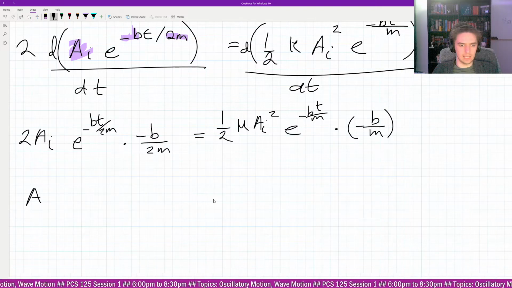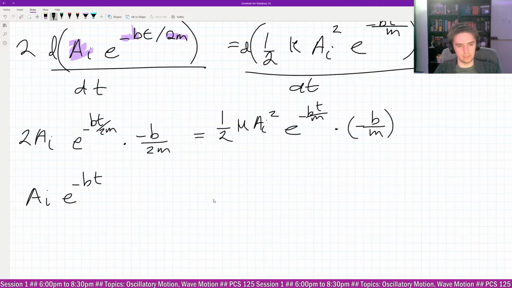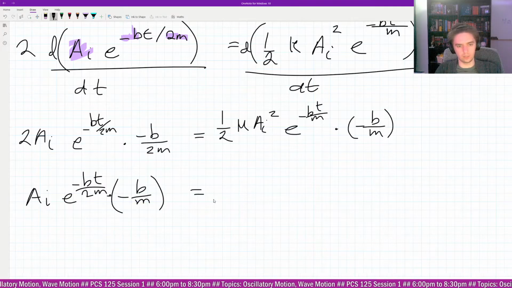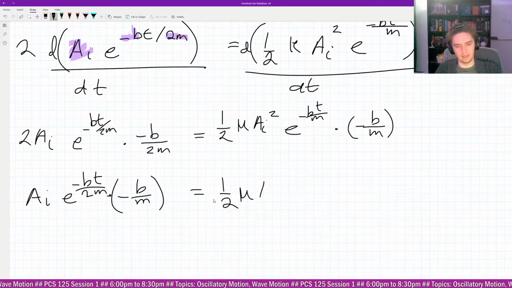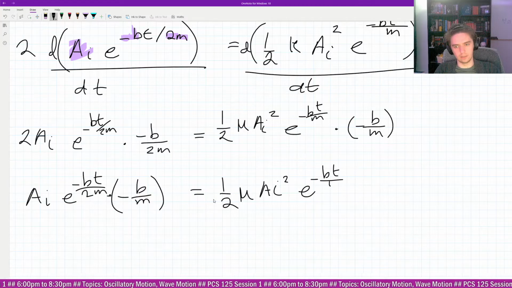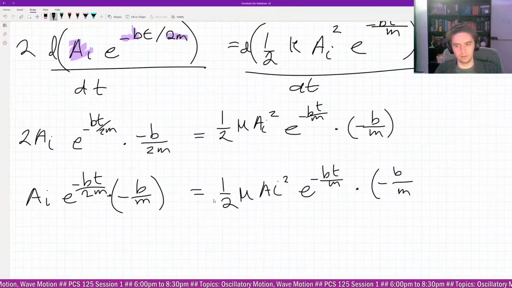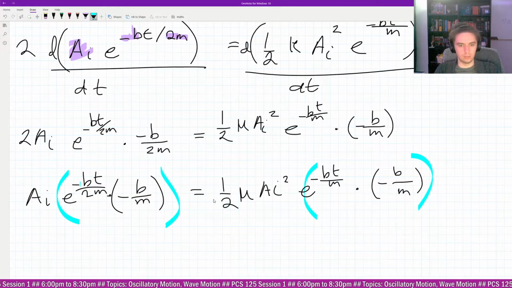This is ai: e to the negative bt over 2m times negative b over m equals 1/2 k ai squared e to the negative bt over m, times negative b over m. So these parts are the same, but these parts are not the same. 1/2 k ai squared.